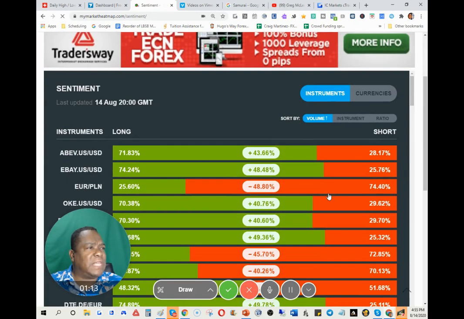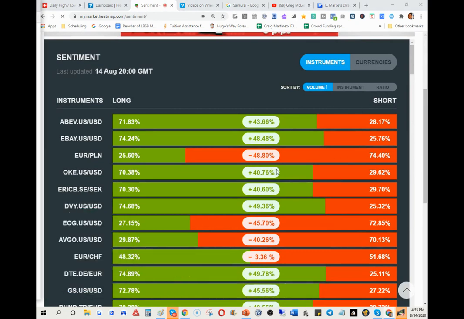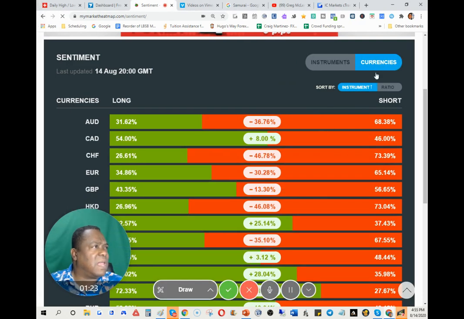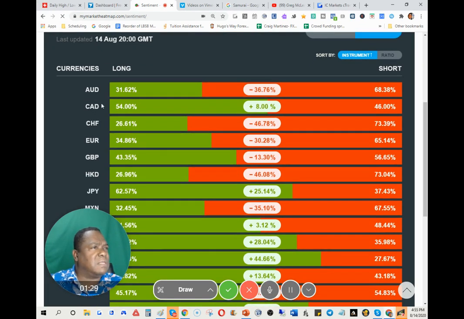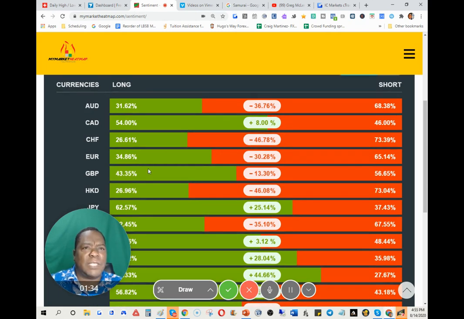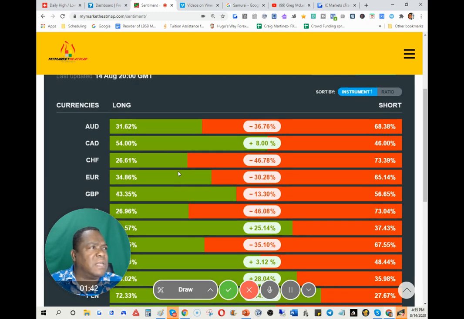Okay, and we go to sentiment. We can scroll down. We're going to choose currencies. And so there we go. We have our currencies. We have the Australian dollar, Canadian dollar, and what we have here is this displays how retail traders are positioned in the market. I guess it's updated every 30 minutes or so, and we want to take a look at the ratio of longs to short of the retail clients.